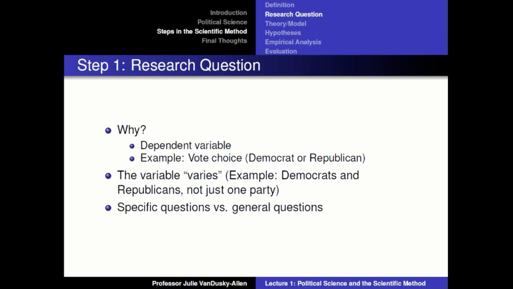Note that it is called a variable because the outcome we are interested in varies. It includes both people who vote for Democrats and Republicans. If you only examined individuals who voted for Democrats and ignored those who voted for Republicans, then you wouldn't have a variable. Also note that the aforementioned question was general. Why do some people vote for Democrats while others vote for Republicans? In science, we focus on general questions, not specific ones. We do not examine a single individual's vote choice. We focus on many individuals' vote choices.